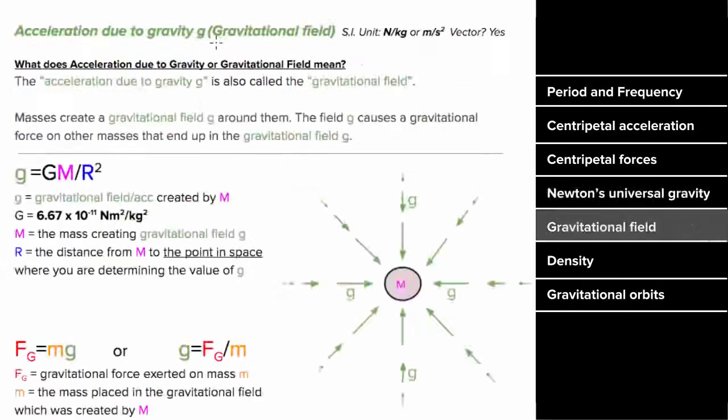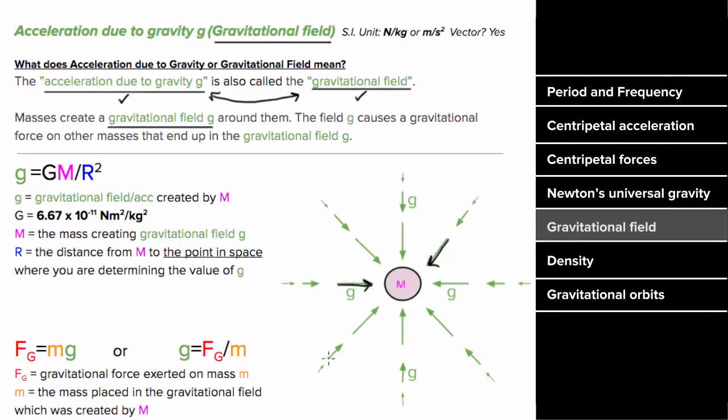What does gravitational field mean? The gravitational field is just another word for the acceleration due to gravity near an object. You can visualize a gravitational field as vectors pointing radially in toward a mass. All masses create a gravitational field that points radially in toward them and dies off like 1 over r squared the farther you get away from them.